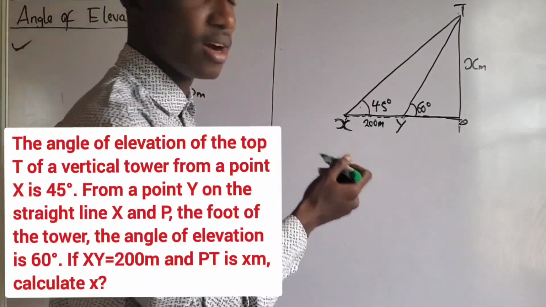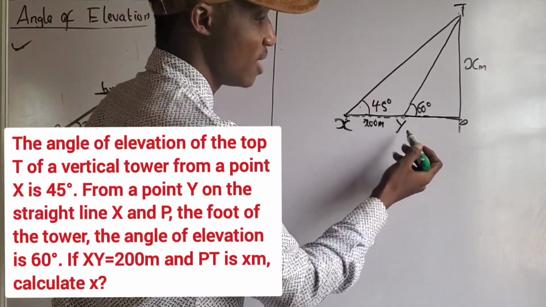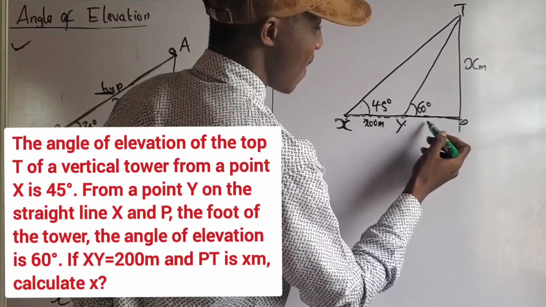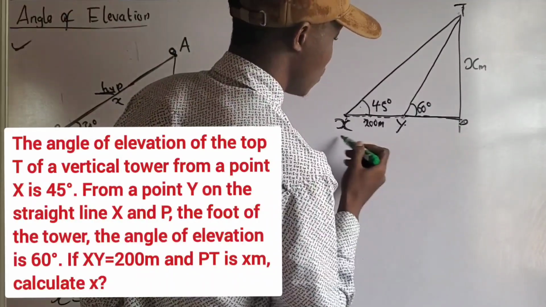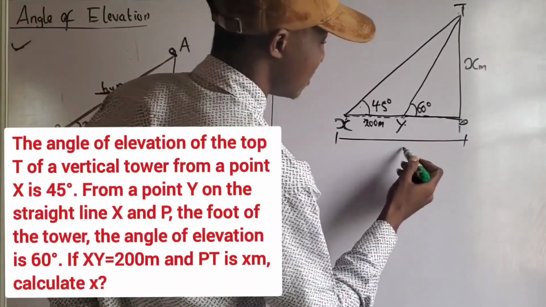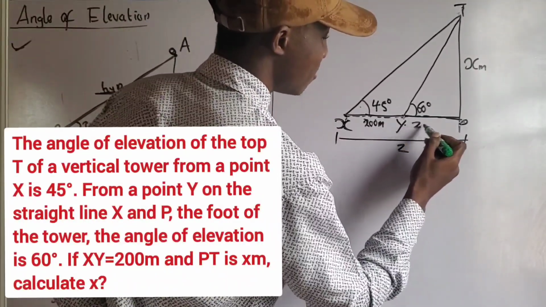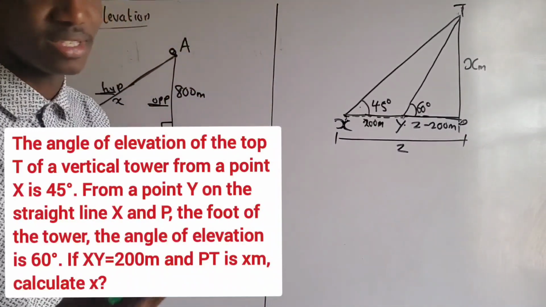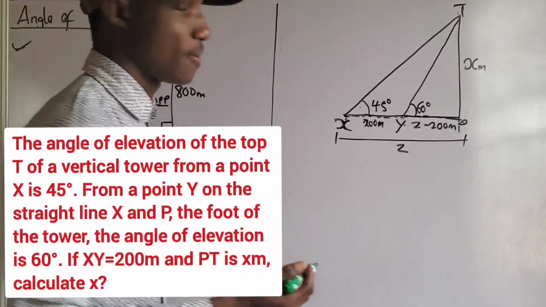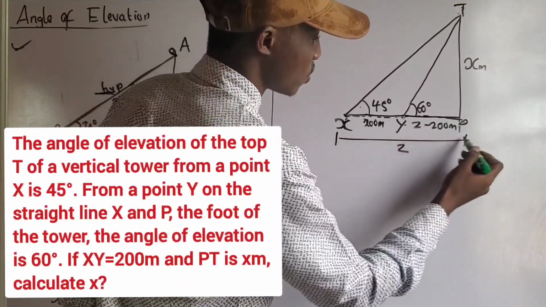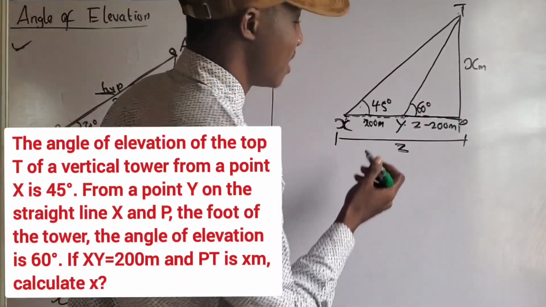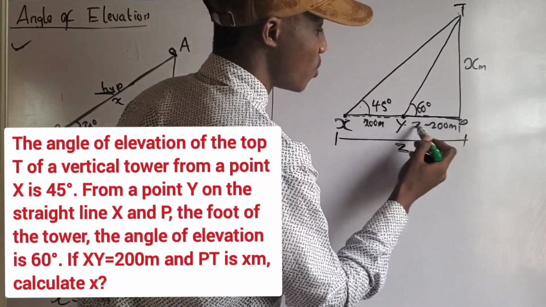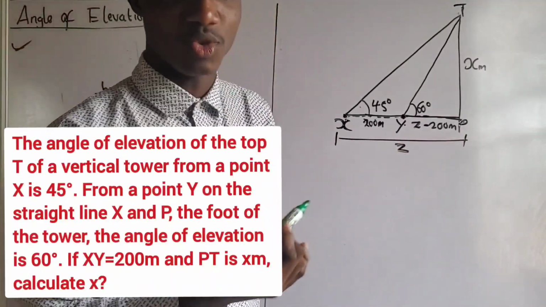XY is 200 meters. Let's represent the total distance here as Z. So this distance is Z minus 200 meters. It's simple, all you have to do is pay attention. If the total distance from this point to this point is Z, and this distance is 200 meters, then the remaining distance is Z minus 200 meters.